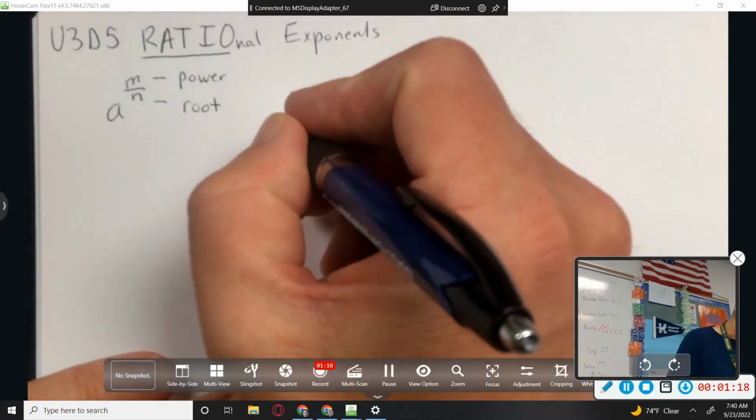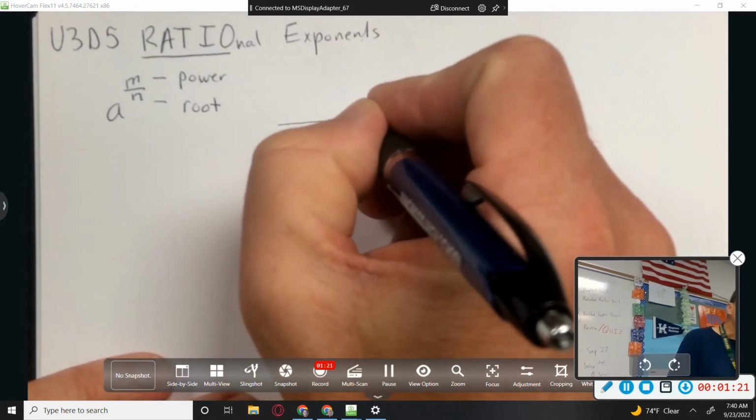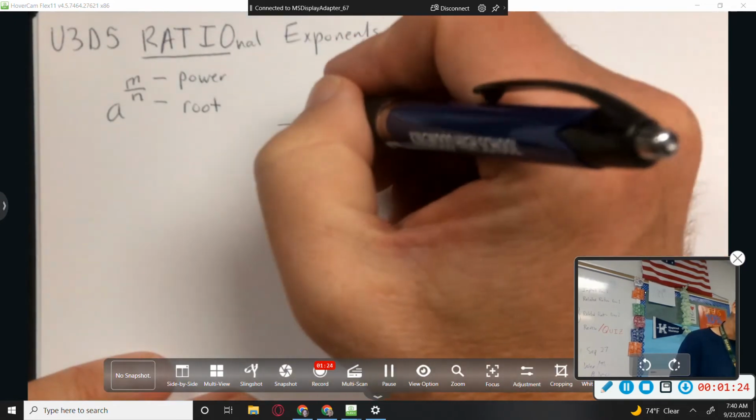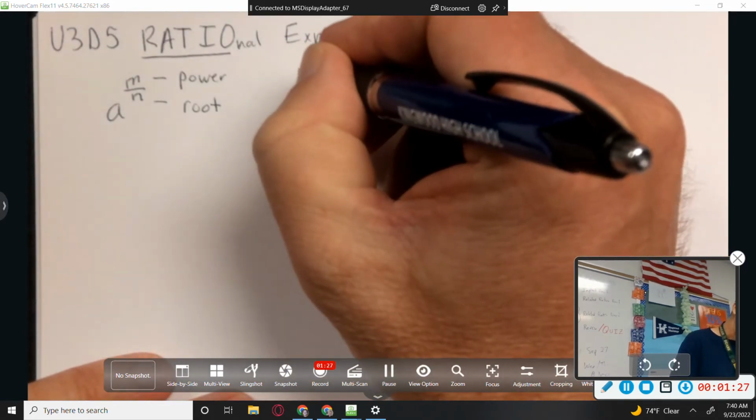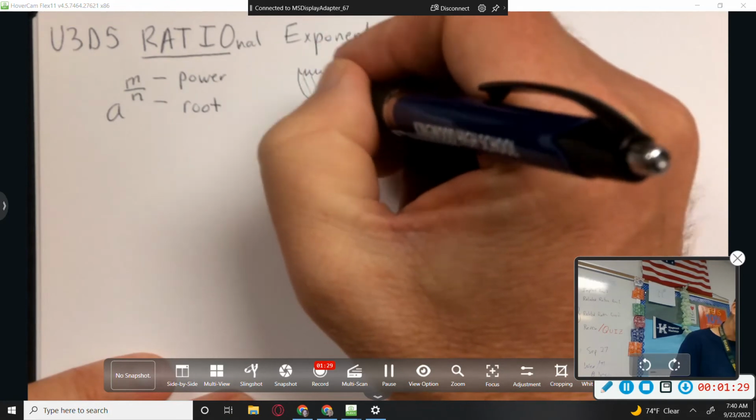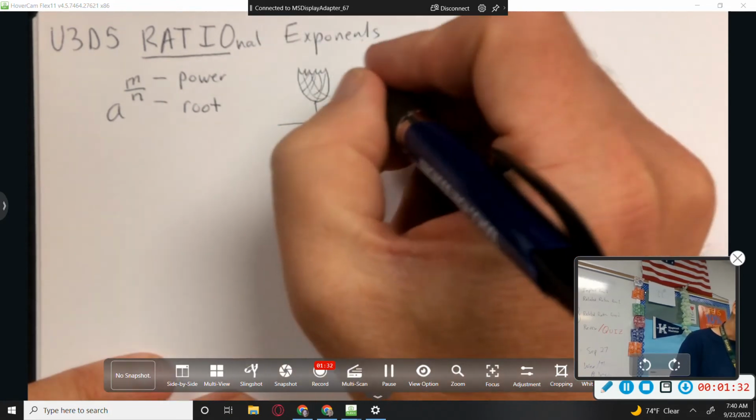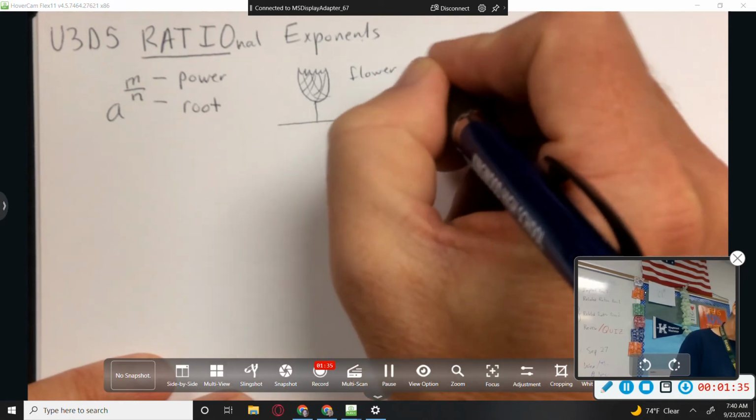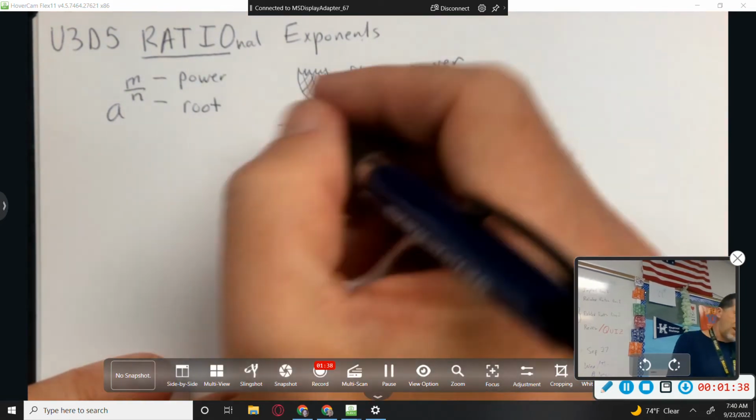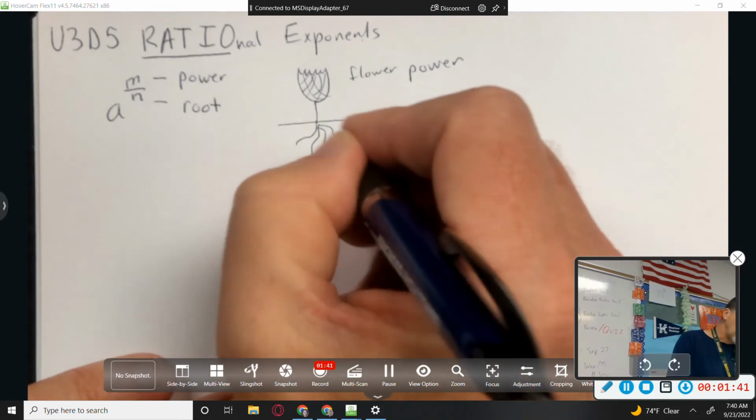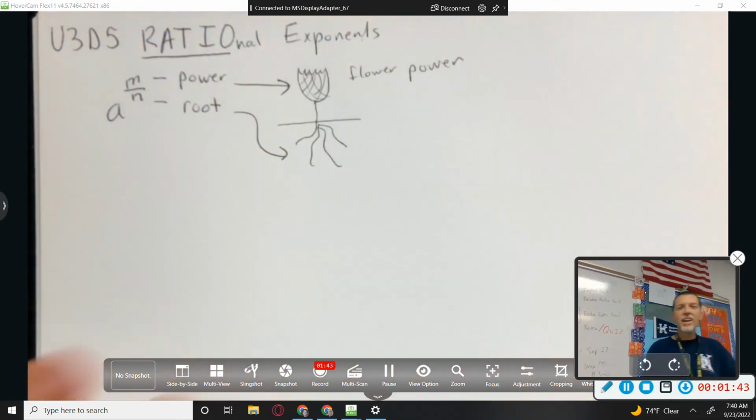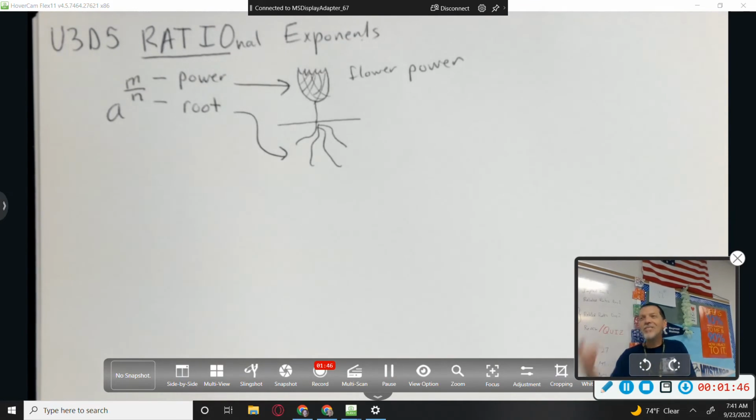I think Mr. Rainey was gone before any of y'all had a chance to have him, but he liked doing this silly little picture. That's a terrible looking flower. But you get the idea. The flower power grows on top, and the roots grow underneath. Silly, but maybe it helps remember the power's on top, the roots underneath.